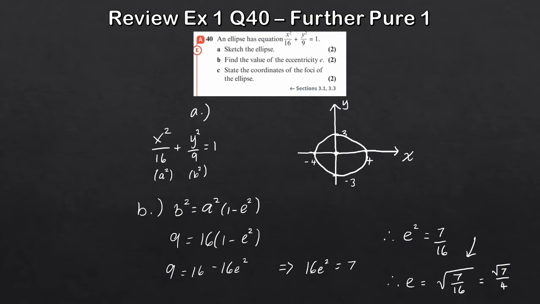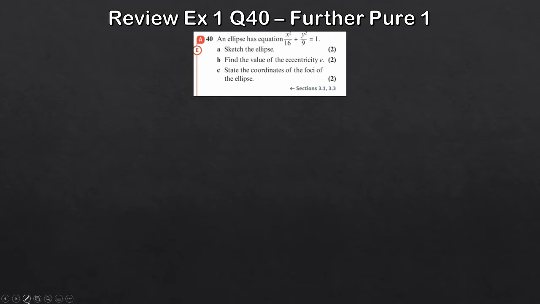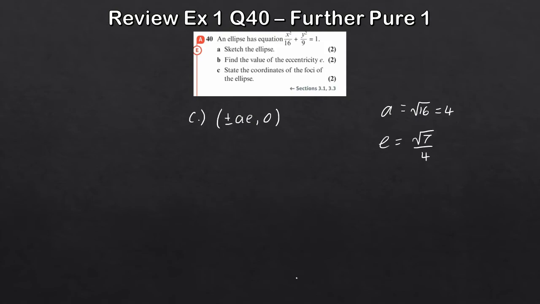And then part C, again using your formula book to solve this, we want to state the coordinates of the foci of the ellipse. This is actually a really quick question. It's given as plus or minus ae, 0. Remember a is just the square root of a squared, which is 16. So the square root of 16 is 4. And my e, remember, we just worked that out, it's the square root of 7 over 4. So all you've got to do is plug that in here.